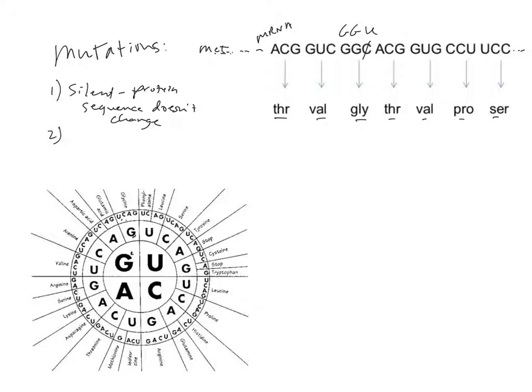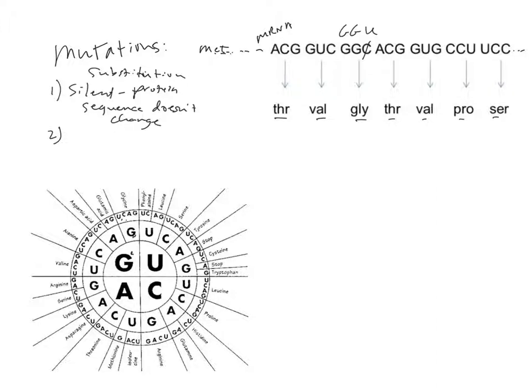And this is the first example of what's called a substitution mutation, where we just swap one nucleotide for a different one. So that's substitution mutations. And we see that the silent mutation usually happens when it's the third nucleotide within a codon that's changed, because that's where we have the most degeneracy.